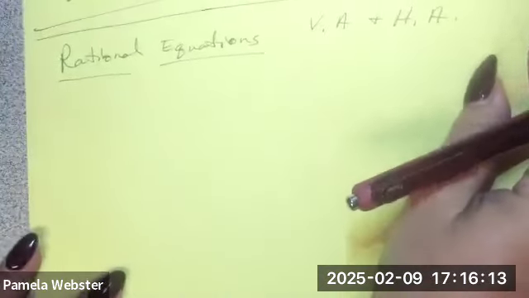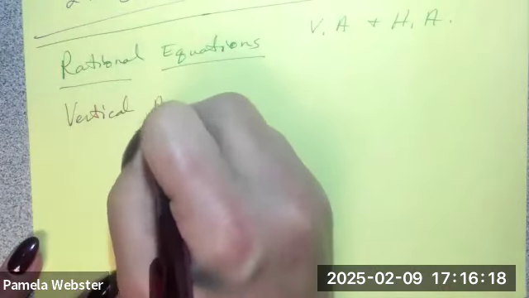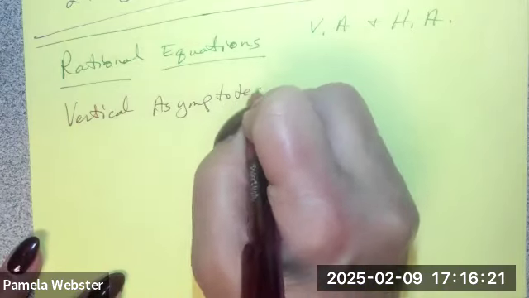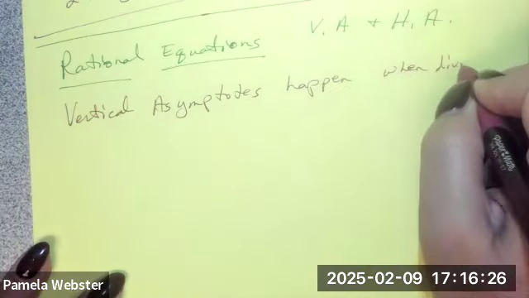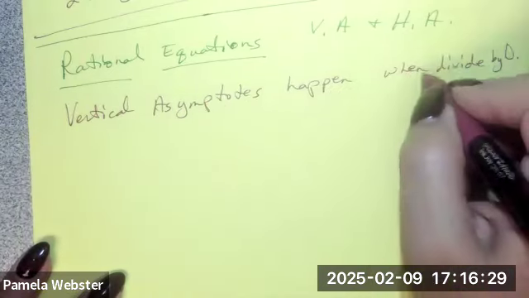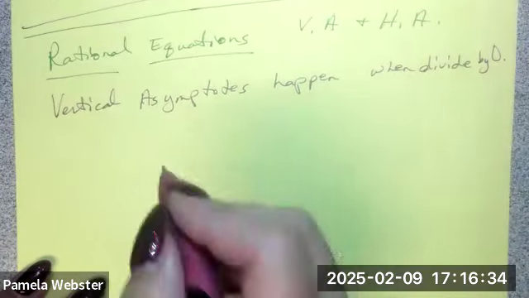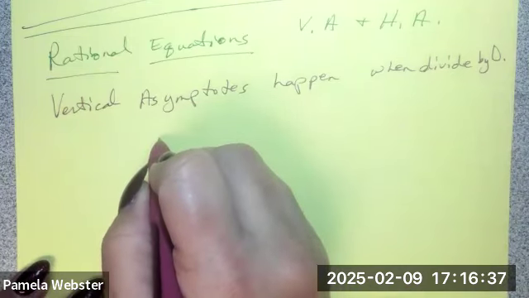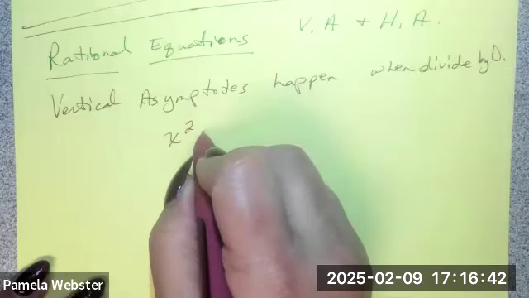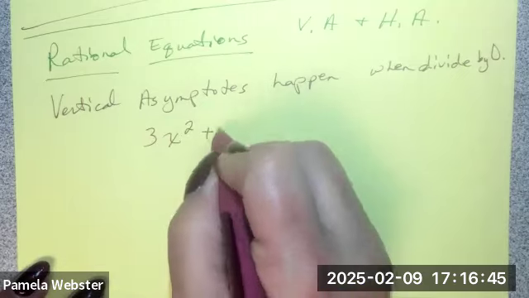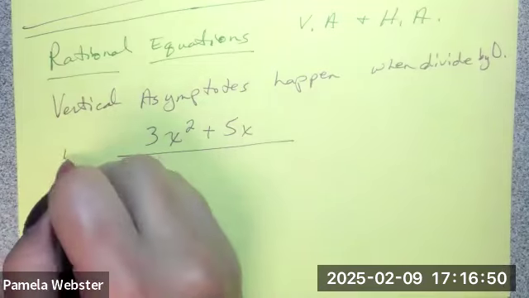So remember, just a real quick review. Vertical asymptotes happen when you're dividing by 0. Okay, so we can't have those. Remember that. So let's get an example here. Let me do 3x squared plus 5x. This is never good whenever I make this up off the top of my head. I'm sorry, but we'll be okay.